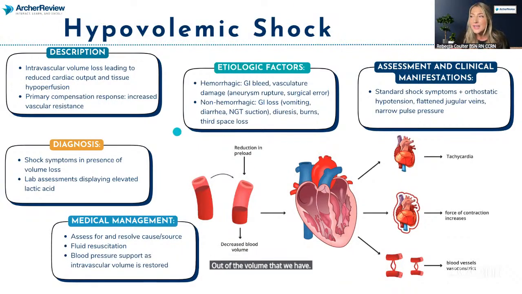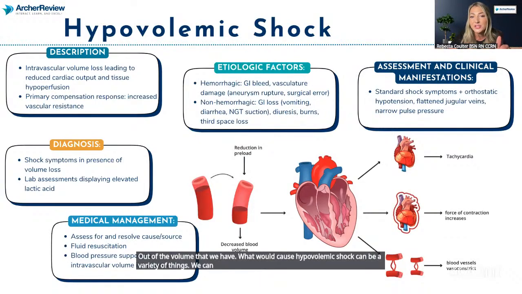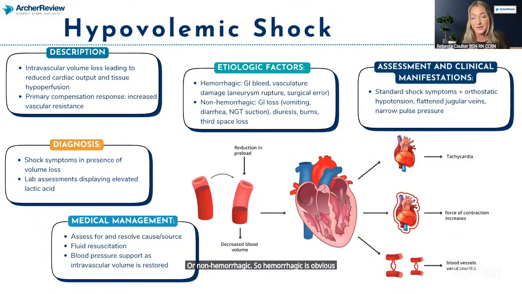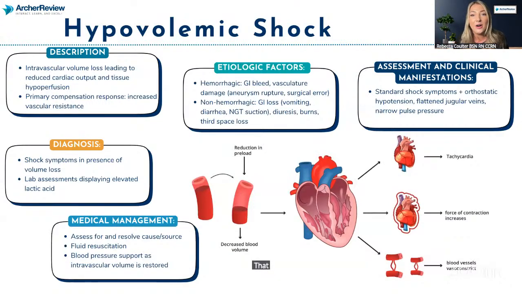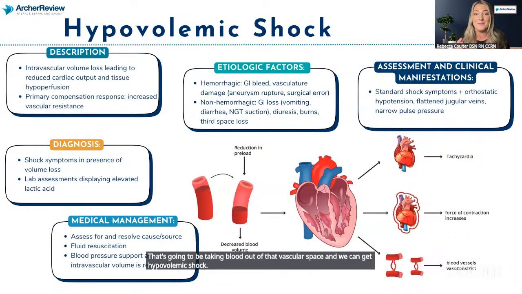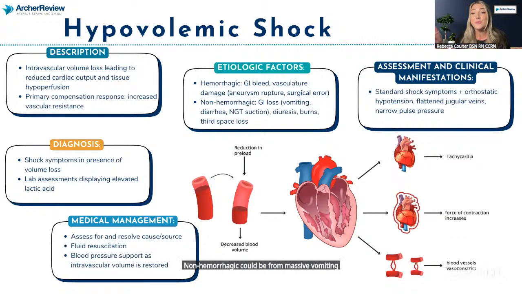What would cause hypovolemic shock can be a variety of things. We can have hemorrhagic hypovolemic shock or non-hemorrhagic. So hemorrhagic is obvious. We've got some sort of massive bleed. We get clients coming into the emergency room after a car accident. They're internally bleeding, or maybe we've got a visible bleed. That's going to be taking blood out of that vascular space, and we can get hypovolemic shock. Non-hemorrhagic could be from massive vomiting and diarrhea, too much NG tube suctioning, over diuresing someone. That happens actually more than I'd like to admit.